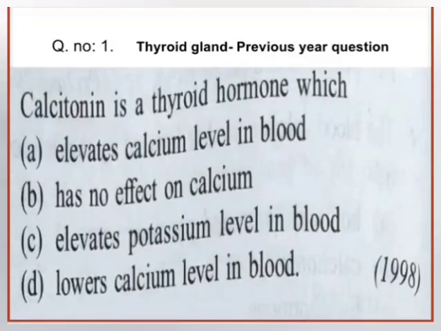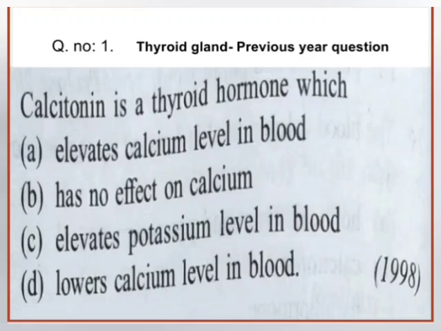Question number 1. Calcitonin is a thyroid hormone which we have already discussed. Calcitonin is secreted by the C cells of the thyroid gland. Option A, elevate the calcium level in the blood. This answer is wrong because the parathyroid gland hormone alone increases the calcium level in the blood. Option B, has no effect on calcium. This option is also wrong.